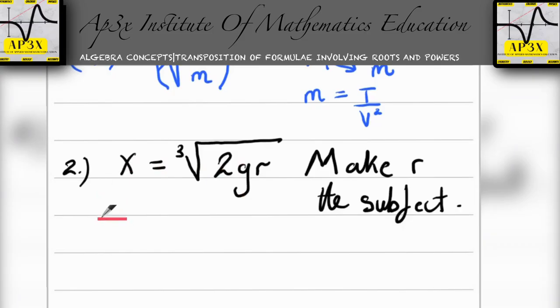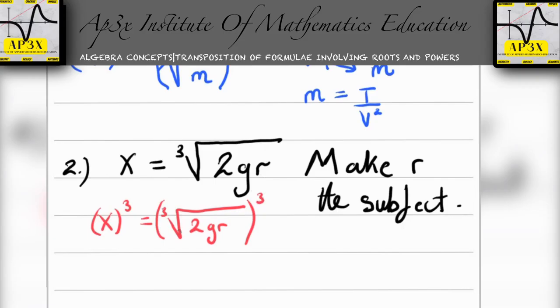So I'm going to go ahead and say x raised to the power of 3, and that's going to be equal to the cube root of 2gr, also raised to the power of 3. Okay, I'm so accustomed to writing the square root, guys, but this time it is 3.